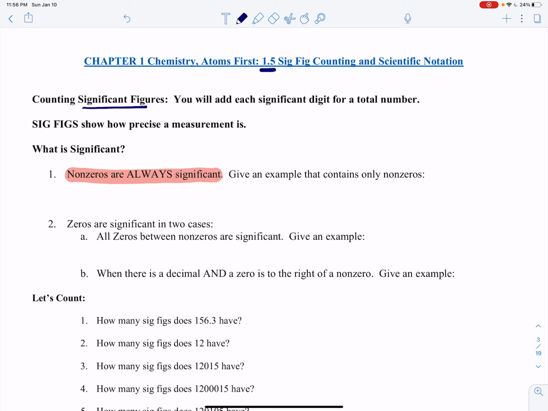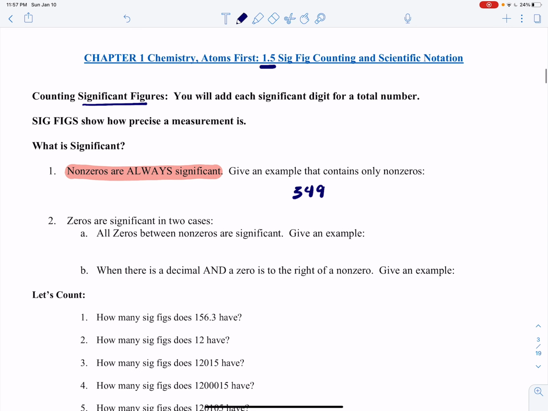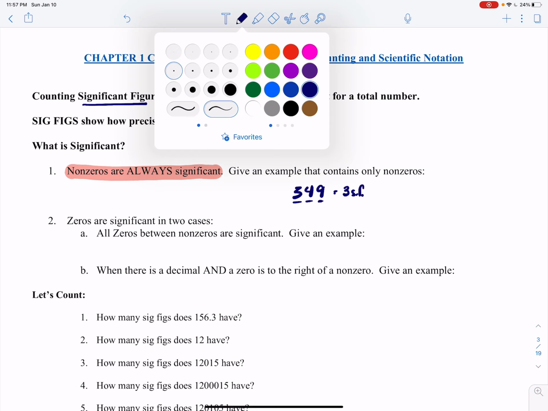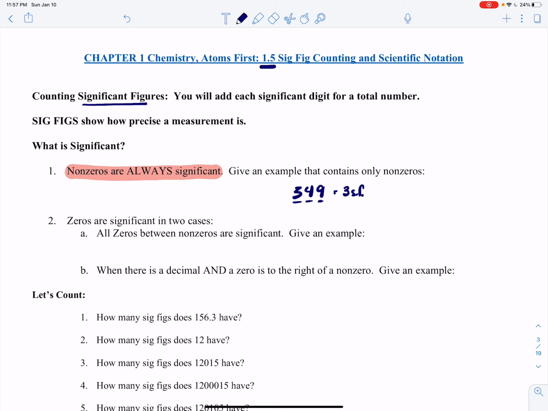So I can ask you guys, give an example. This is just really easy. You can just put down some numbers, as long as they don't include zeros. So this would have 3 significant figures, and we'll abbreviate that with SF. And then maybe we'll try a decimal. I'm sorry, I can't do a decimal because that includes a 0, right? So we'll do a really, really large number. So 1, 2, 3, 4, 5, 6, 7, 8, 9. So this has 9 significant figures. So that's pretty easy, right? So non-zeros, they all count.